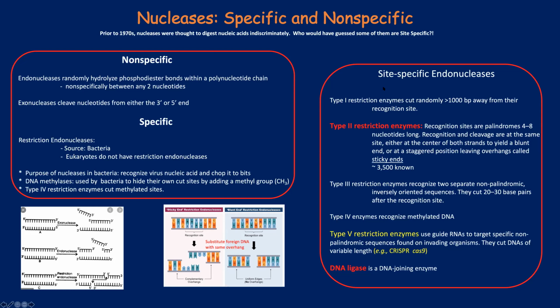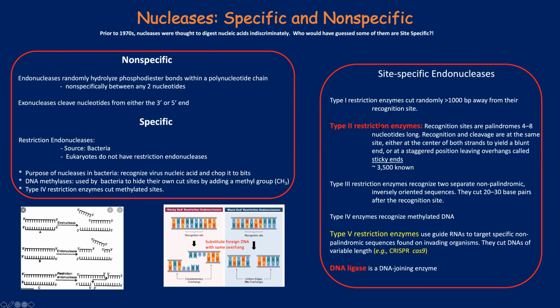Among the endonucleases, there are various types. They're all site-specific, but in quite different ways. They're called different types, type 1 through type 5. Type 1 enzymes have a specific site where they cut, but they cut about a kilobase away from the site that they recognize. So this is of very little value in terms of molecular manipulation.